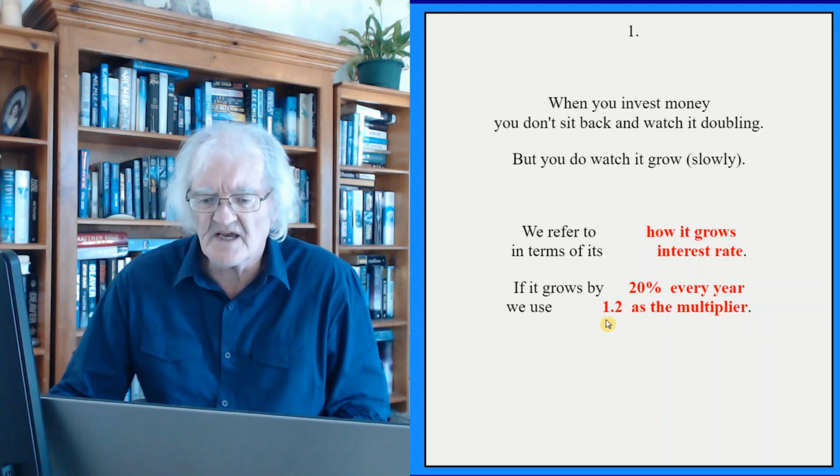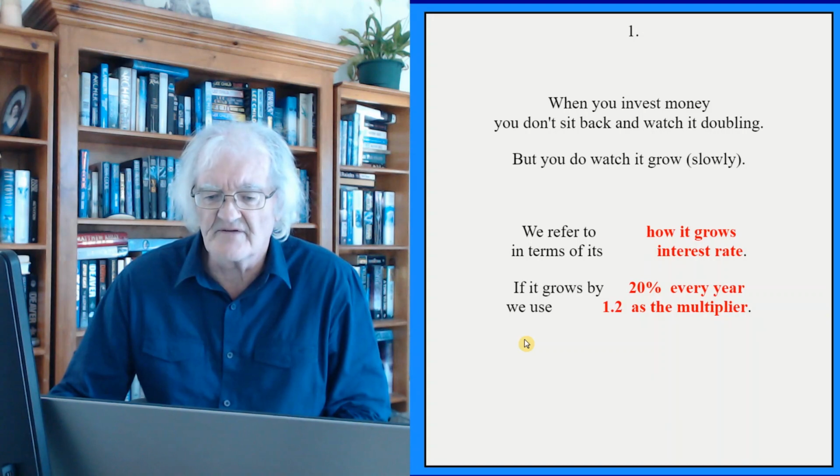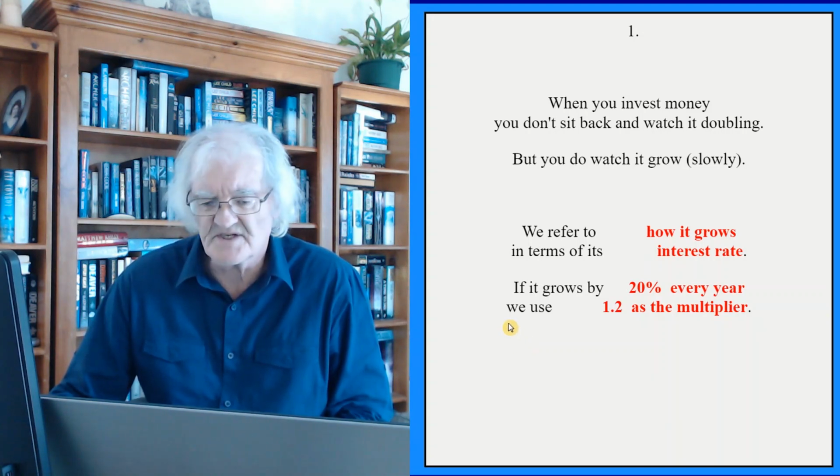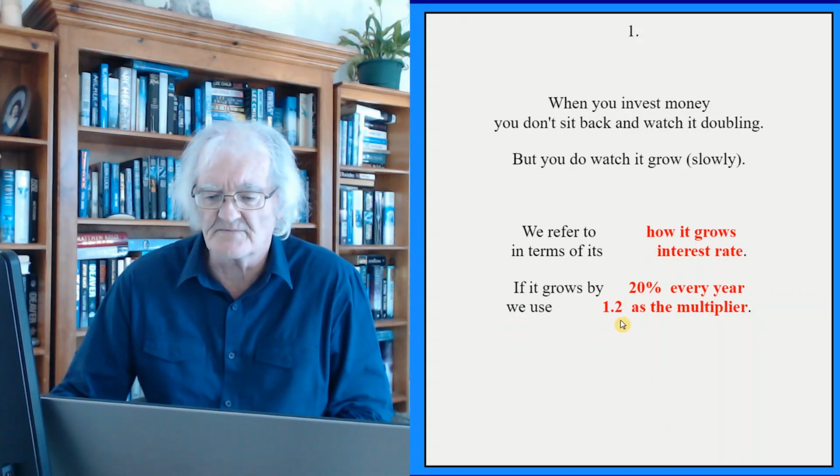Now it's worth investigating this multiplier a little bit further. The 1 represents the original amount and the 0.2 is our way of indicating 20% extra. So if it grows by 20% every year, we have 20% more than we started with, so we have the original and the extra 20%. So we express percentage changes in terms of a multiplier.